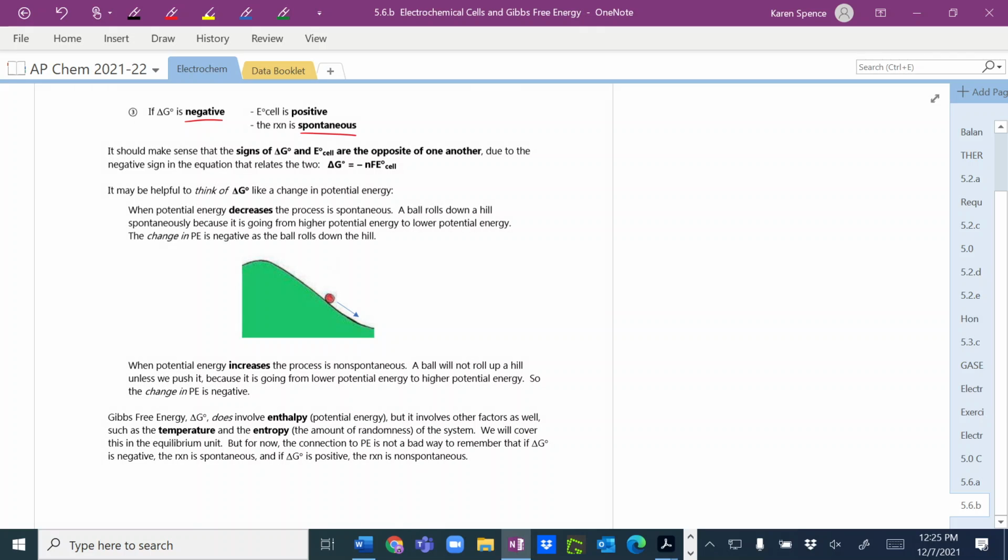So here's delta G. This is spontaneous. We're going from high potential energy to low potential energy. So the change in potential energy is negative, yes? And that means it is spontaneous. And delta G works the same way.